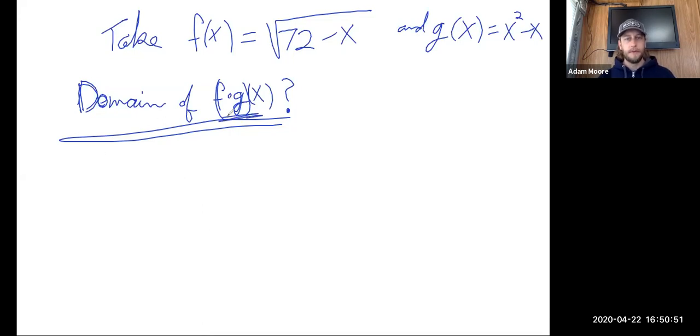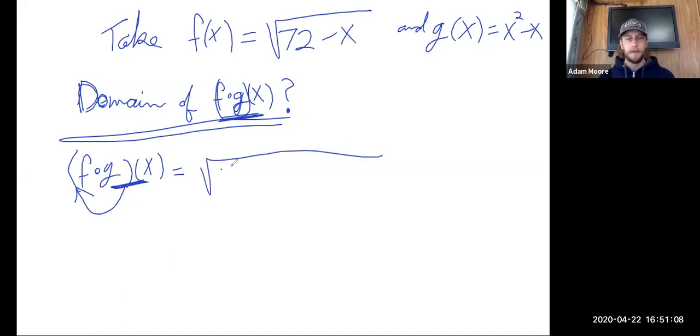So f composed g of x, let's see what that looks like. That's going to be g of x plugged into f, so g of x shooting into the f function, I'm looking at the radical of 72 take away, and then g of x is in it. So radical 72 take away, and then g of x is x squared take away x.